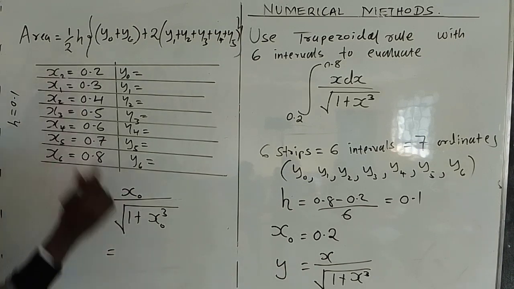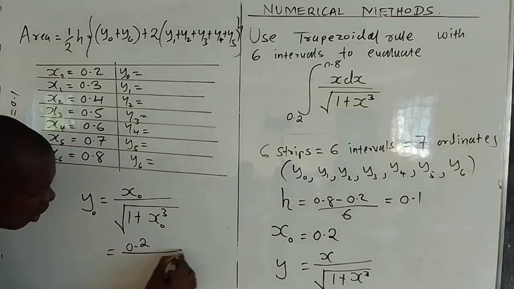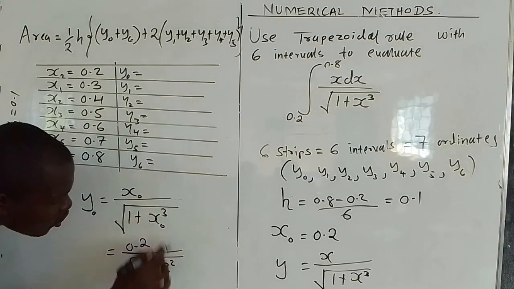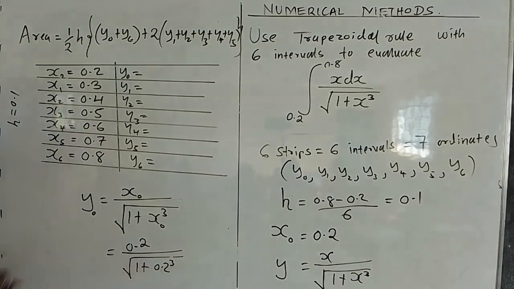x naught is 0.2 over square root of 1 plus x naught cubed, 0.2 cubed. What does the calculator give you? What do you have here? 0.1992. Is that the same value up there? Is that the same value up there? 0.199?